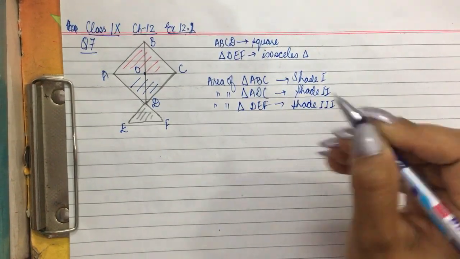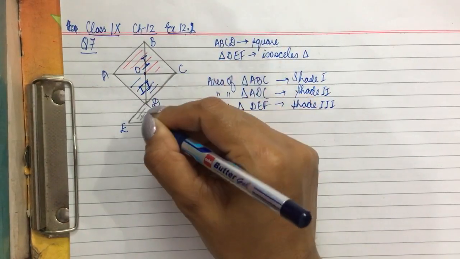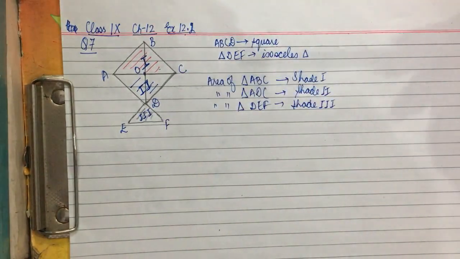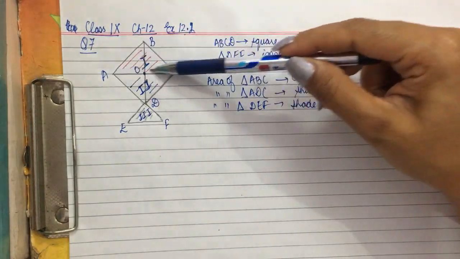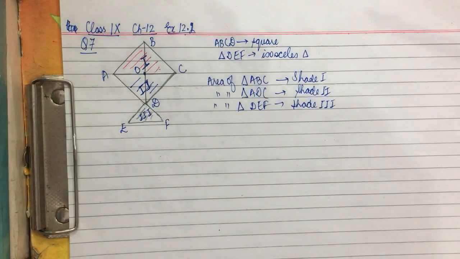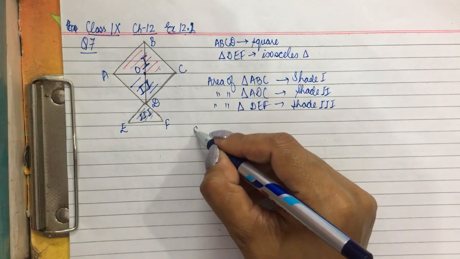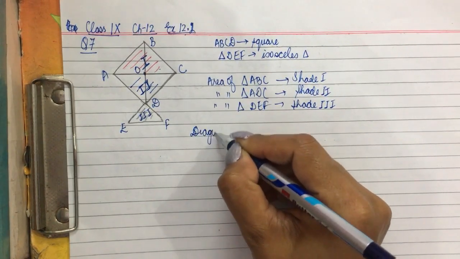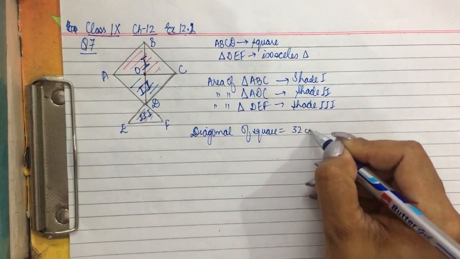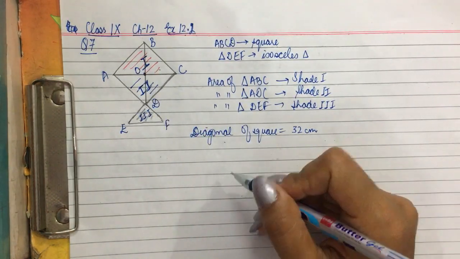If you look at the question, this has been marked as 1. This has been marked as number 2. And this has been marked as 3. So these are the 3 colors of paper which have been used. One color used for this portion, second color used for this portion, and the third color has been used for this portion. Now what we are given is the diagonal of square is 32 centimeters. For the square part, this is the only thing given to us.